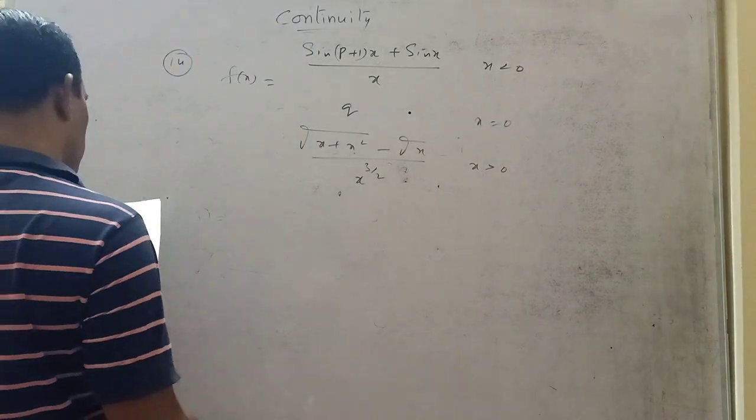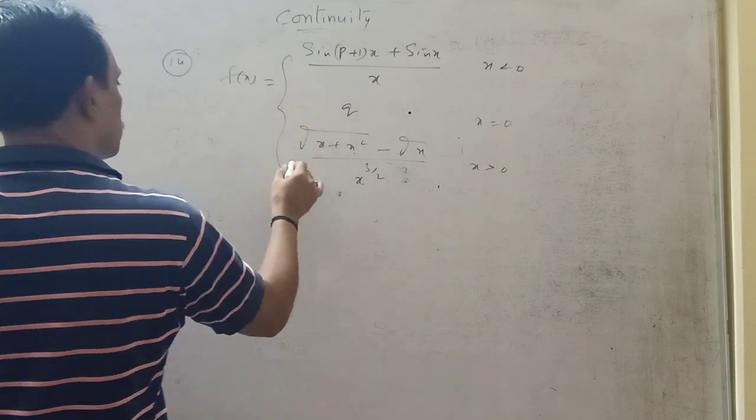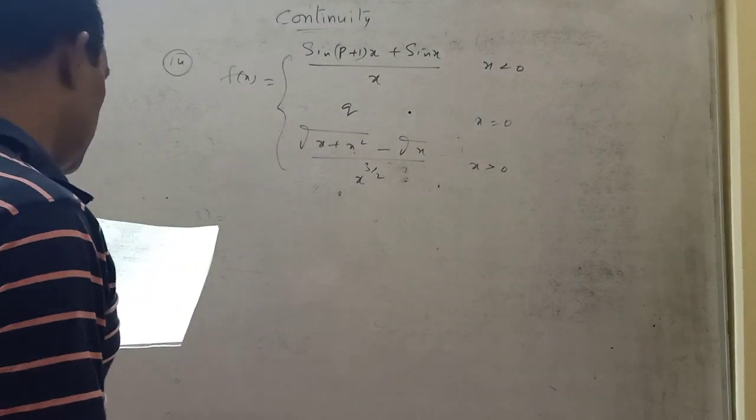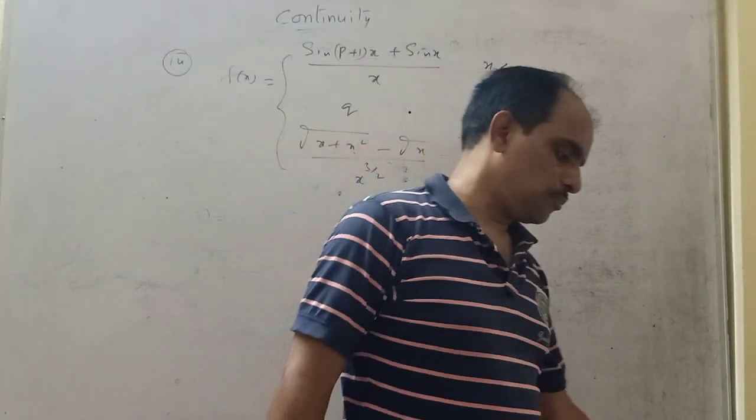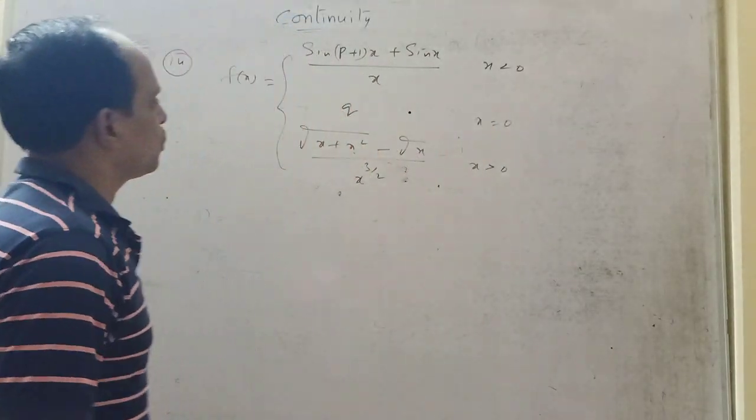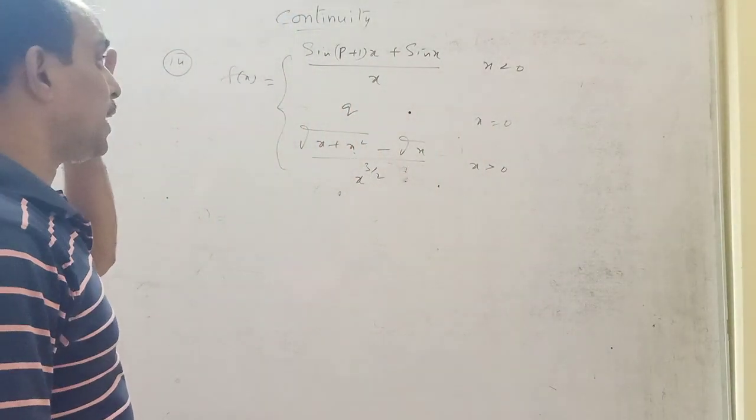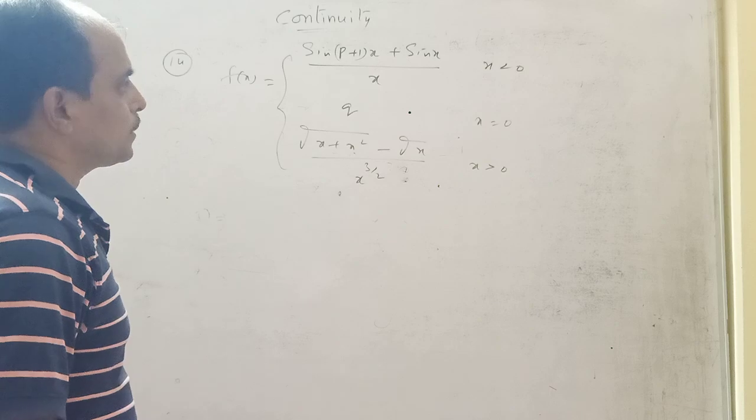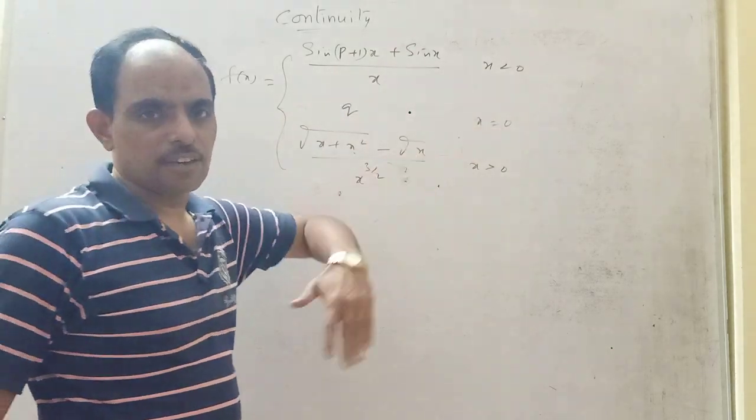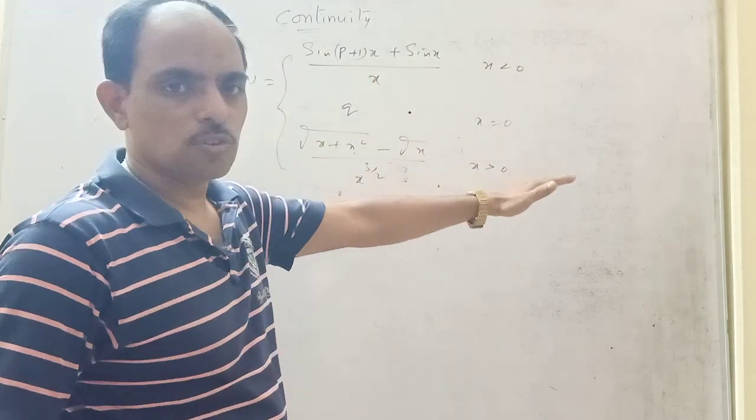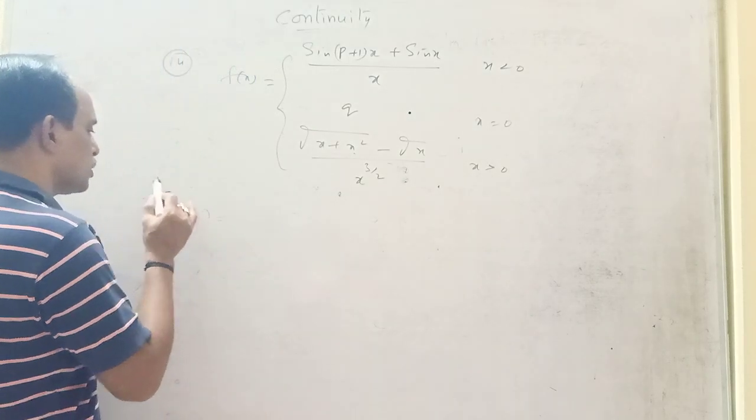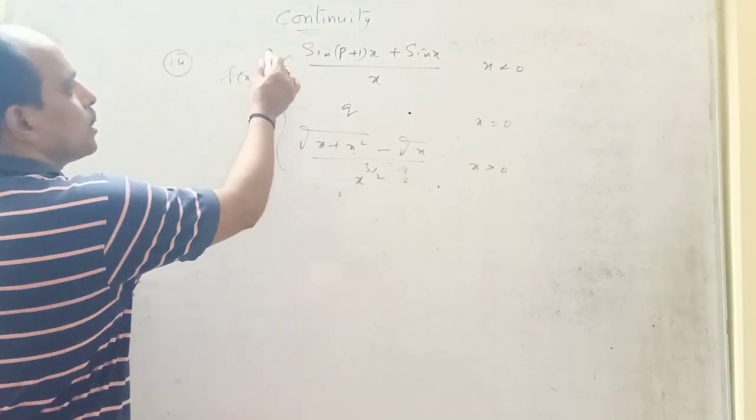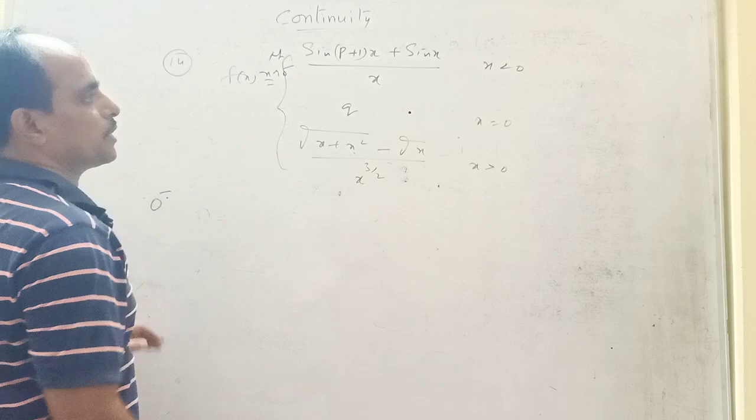This is at x is equal to 0. We have this is continuous, then find the values of p and q. Okay, continuous means these three values are equal: the 0 minus limit, the value at 0, and the 0 plus limit. What about 0 minus? 0 minus means the limit as x tends to 0 minus.